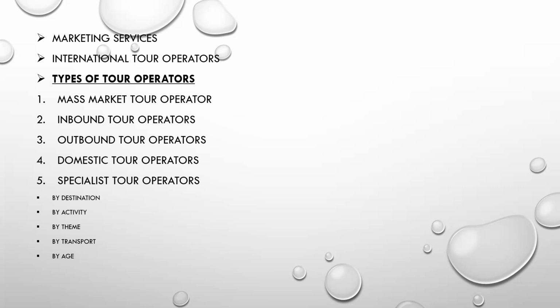Now, mass market tour operators tend to be the most recognizable names in the industry. For example, TUI Travel PLC. It's the world's leading leisure travel company, and it operates in over 180 countries with more than 30 million customers using 200 different brand names. This is the mass market tour operator.